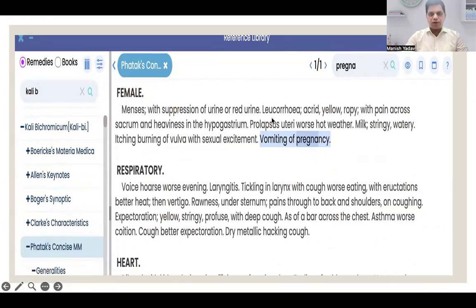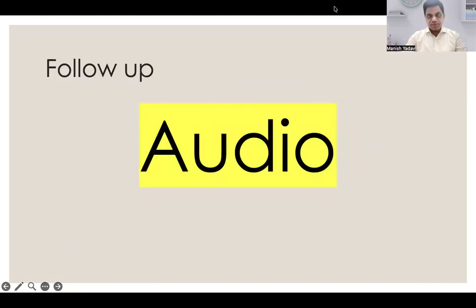Yeah, it's there in female. Okay. Vomiting of pregnancy. It is given in Phatak if you open vomiting of pregnancy. You want to hear the audio? Yeah, you can hear.